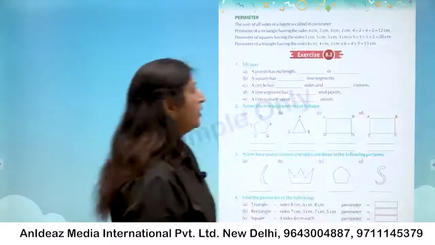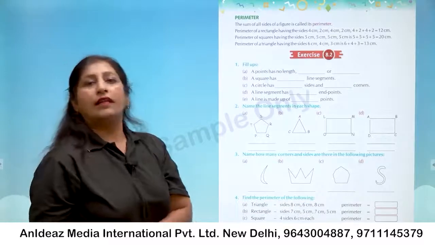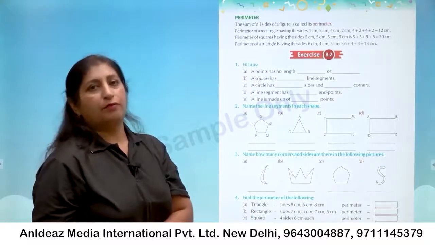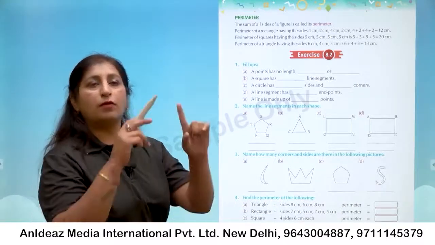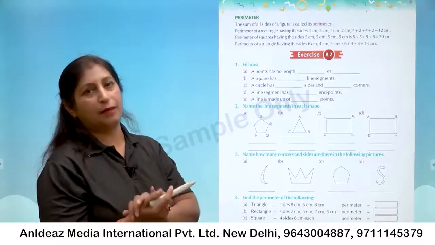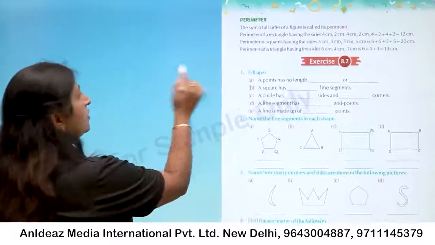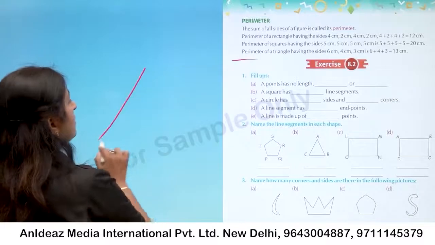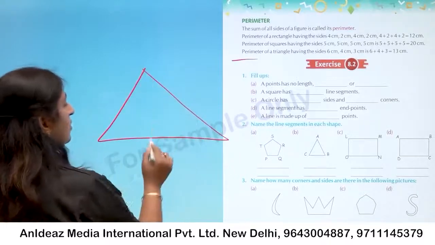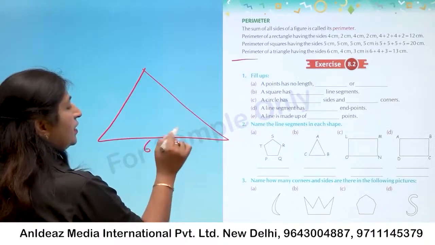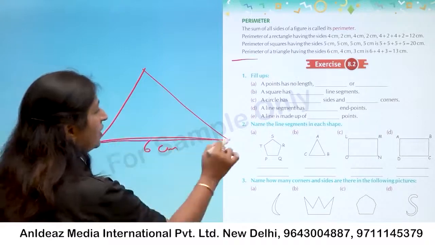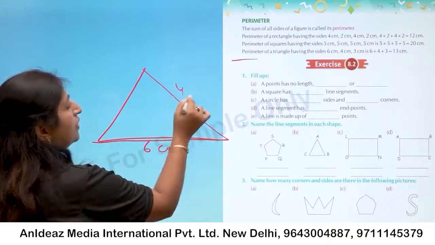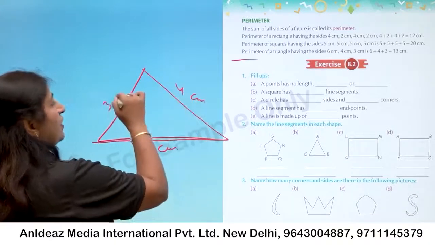No side, no corner. Now, let's learn what is perimeter. Perimeter means the sum of all the lengths of the shape. Suppose there is a triangle having sides 6, 4 and 3 centimeters. This side is 6 centimeter in length, it is 4 centimeter in length and this one is 3 centimeter in length.